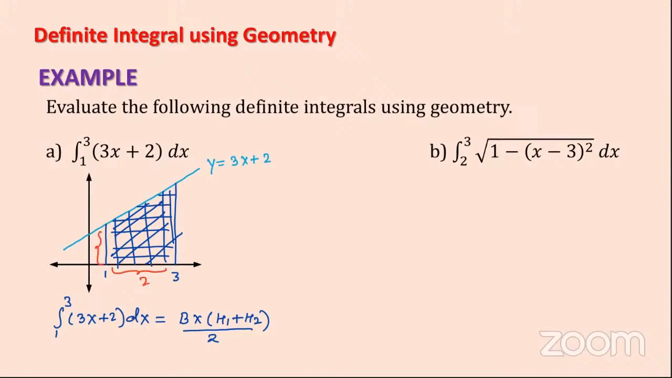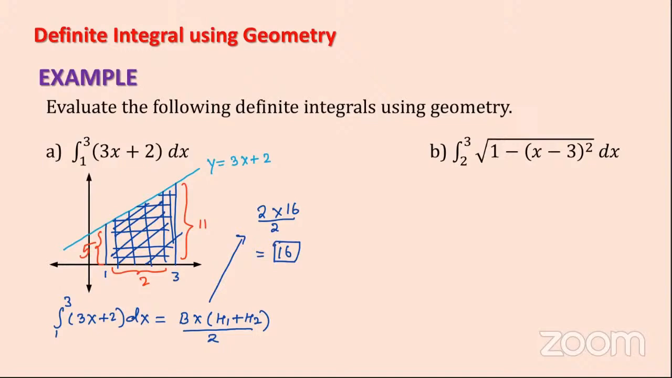And what is this first height? To find the first height, we have to plug 1 into the function. So it will be 3 times 1 plus 2. What is that equal to? 5. Very good. And what is the second height? You plug in 3. 11. Very good. So the area will be, let me plug in here, base 2 times the sum of the heights, 11 plus 5 is 16, divided by 2, that's equal to 16. Is that right? Okay, so the value of that definite integral is 16.